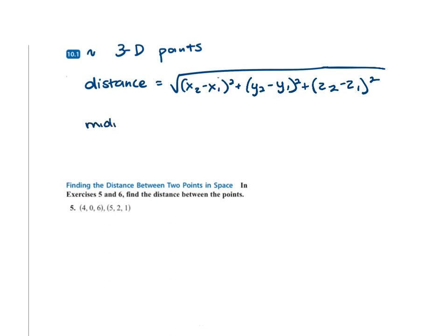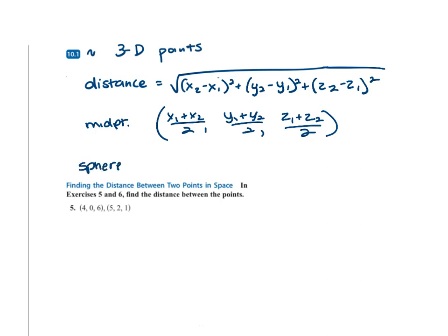The midpoint, you're going to do x1 plus x2 over 2, y1 plus y2 over 2, and z1 plus z2 over 2. So midpoint should be 3 coordinates. That would be multiple choice because it's just easier to grade it that way instead of having to worry about the format. And then the last thing is the sphere, x minus h squared plus y minus k squared plus z minus j squared equals the radius squared.